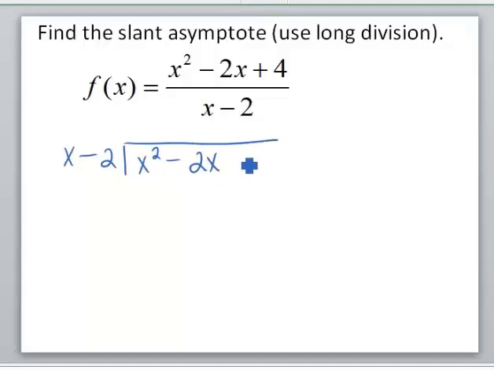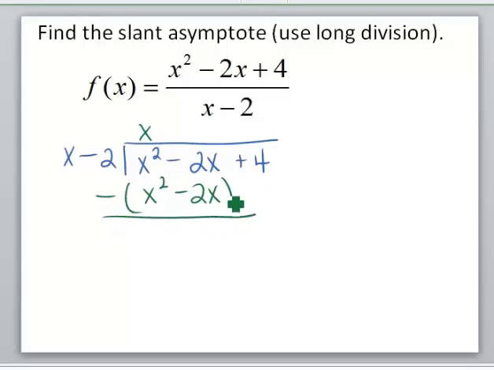these two functions. So I will say that x goes into x squared, x. So x times x is x squared. x times negative 2 is negative 2x. Then what I'll do is I'll subtract this off. And when I do that, I end up just getting 0. But I have to bring down this 4 yet.